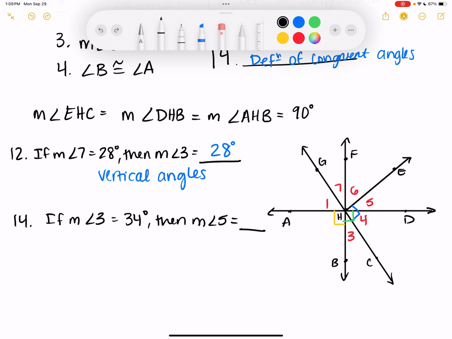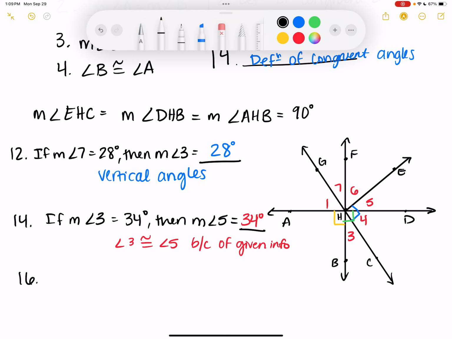That means that 3 and 5, if they're in fact 90 degrees, which they tell us that they are, 3 and 5 have to be the same. So that means that this is also 34 degrees. Angle 3 has to be congruent to angle 5 because of given info. Okay, again, you don't have to write that part. That's just if you want to know why.